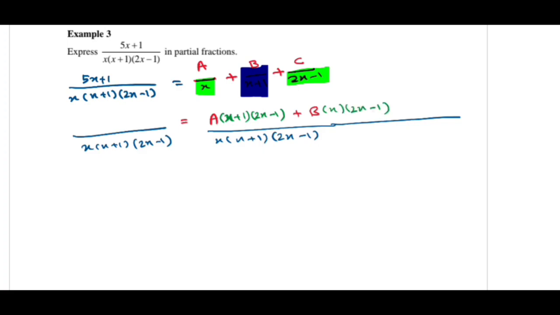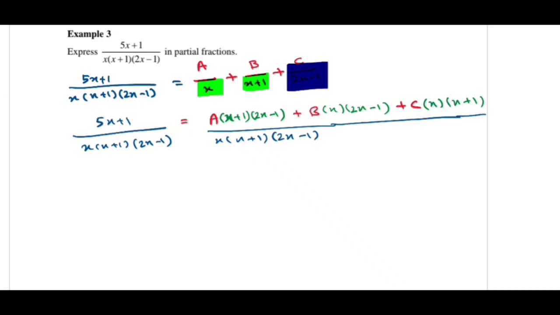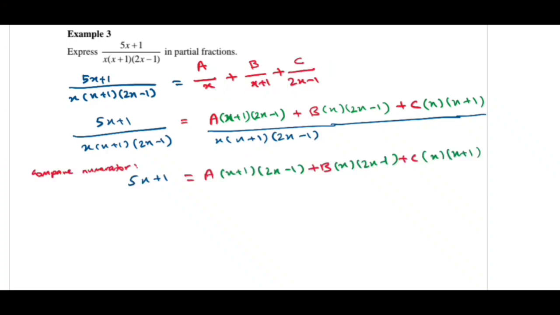And then for c, also do the same thing. Ignore the denominator for c and look at the other 2 denominators and multiply it with c: x times x plus 1. Now your denominators on the left and right hand side are equal. So what you can do next is just compare the numerators. Just copy down your numerators from the left and right hand side and equate them together.